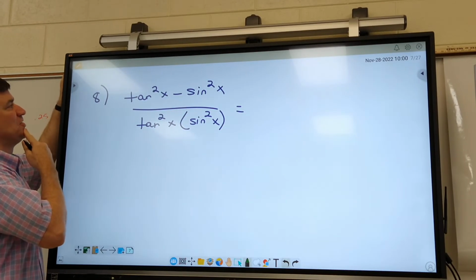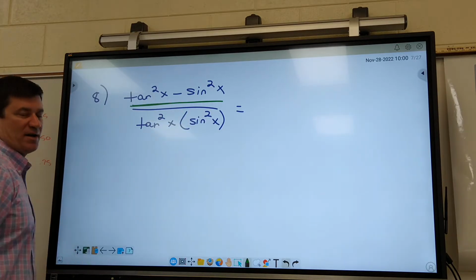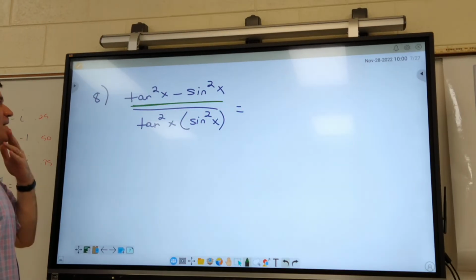All right, so what we're going to do, let's check this, Kellen. Is that one of our formulas? Tan squared minus sine squared. That is number 8. I don't see it up there anywhere. Why do we talk about this? Because it's in our standards. All right, I don't see where I can change that out, guys.